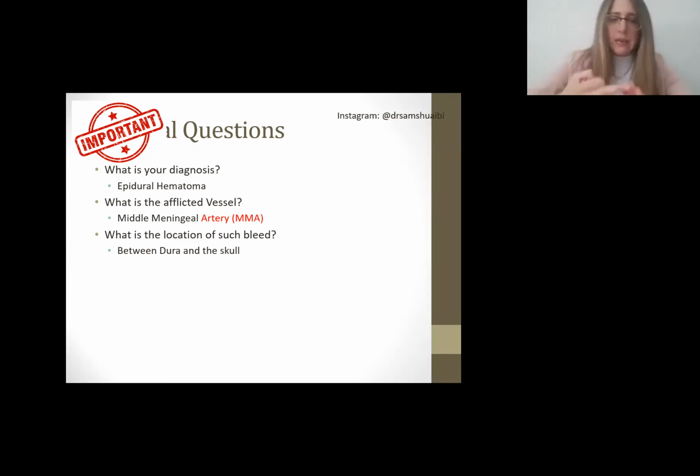These are the 3 most important questions I have certainly been subjected to in almost all Western examinations. What is your diagnosis? This might come up. Or what is the afflicted vessel? Middle meningeal artery, guys, MMA. Because they can say middle meningeal vein. They can put the bridging veins. They can say congenital rupture of berry aneurysm. So please, please, please just remember it that way.